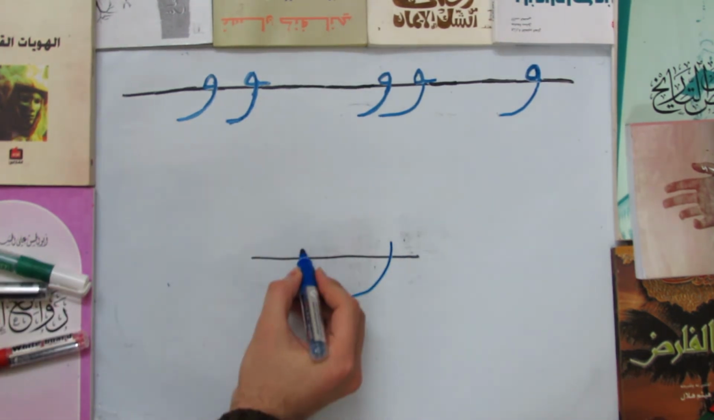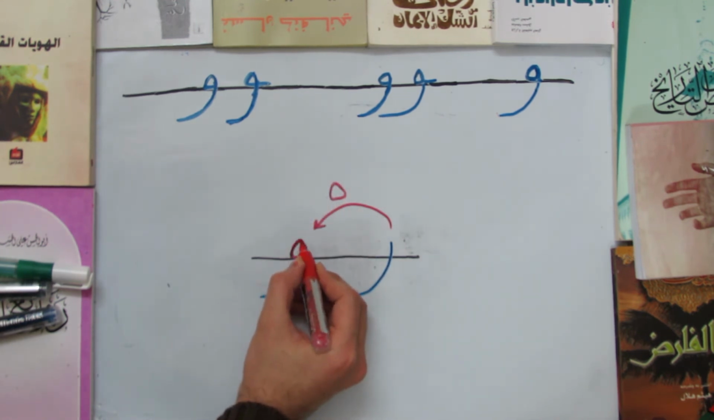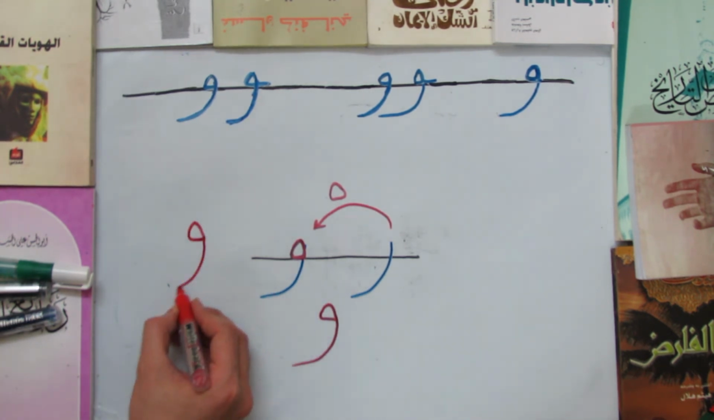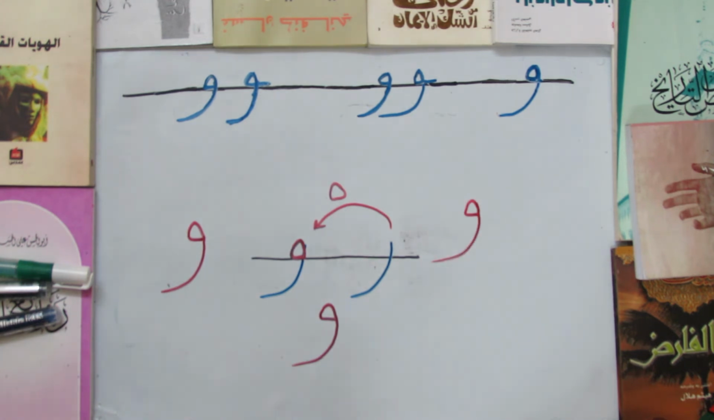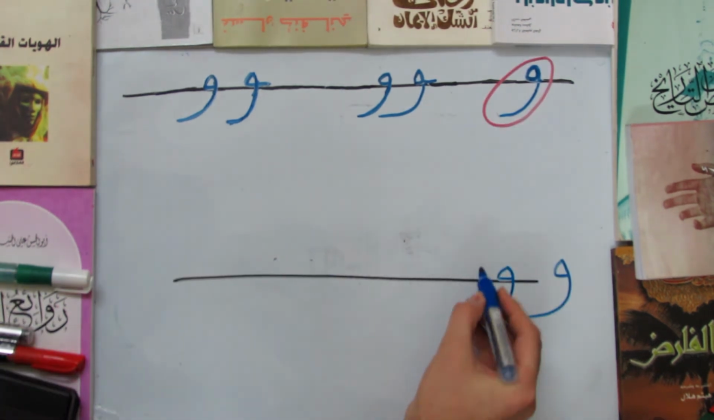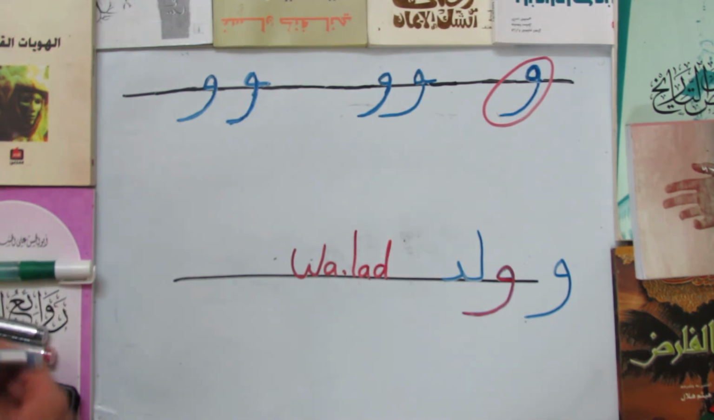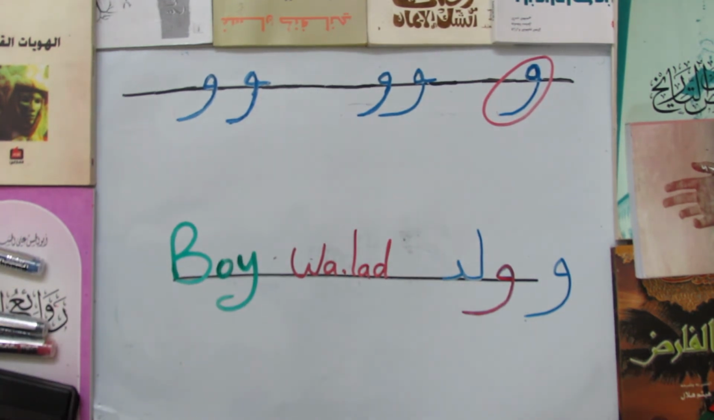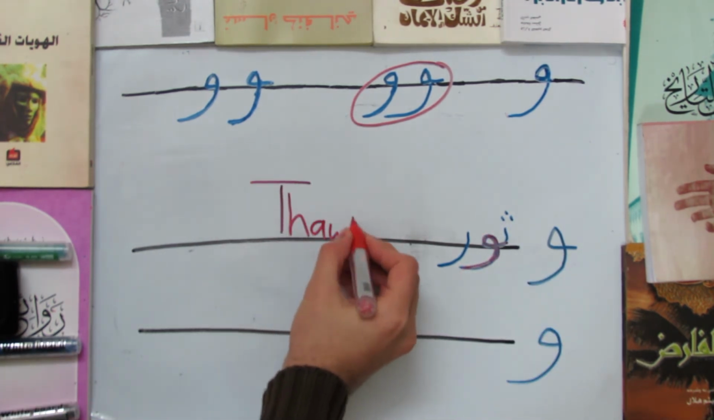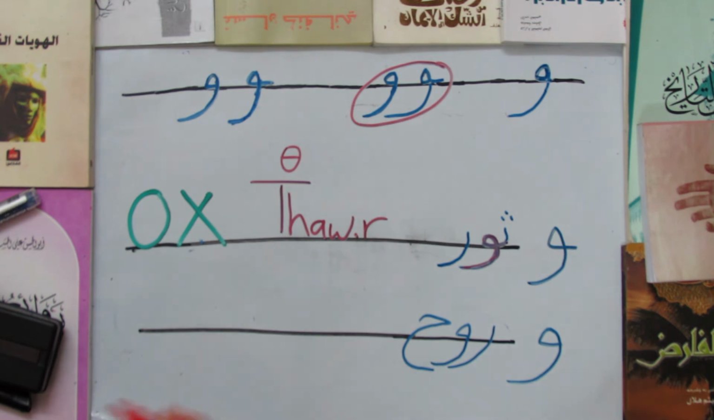And finally, let's go through Waaw forms. As we said before, the plain form of Waaw looks just like Raa, but with a small circle or triangle shape above the line connected to the body. Otherwise, it's exactly the same as Raa. So, for Waaw at the beginning of the word, we have walad. Walad. Boy. And for Waaw in the middle of the word, we have thawr. Thawr. Ox.